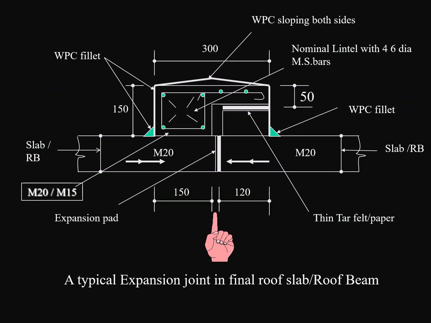A typical expansion joint in flat roof or slab is shown here. This has been designed by me so that we can avoid the leakages in expansion joint by providing this section, which is clearly explained. When both the slabs expand and contract, the lintel edge section shown above moves to and fro and allows for expansion and contraction, whereas the portion provided with thin tar felt or paper avoids the ingress of water into the joint.